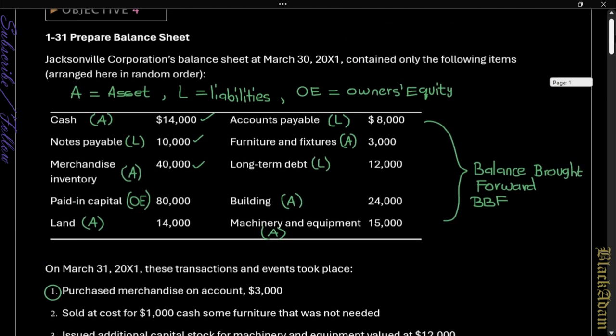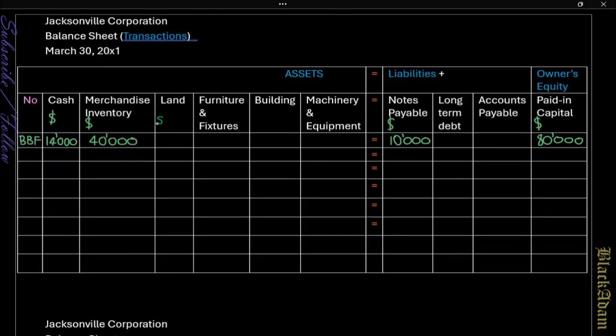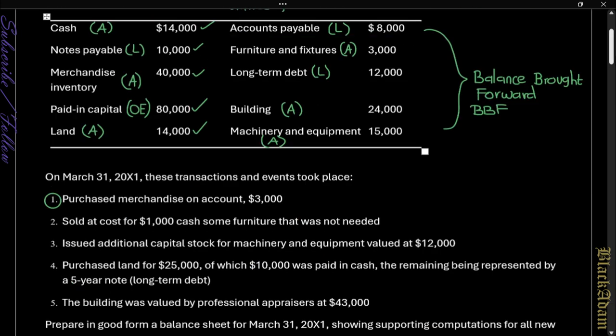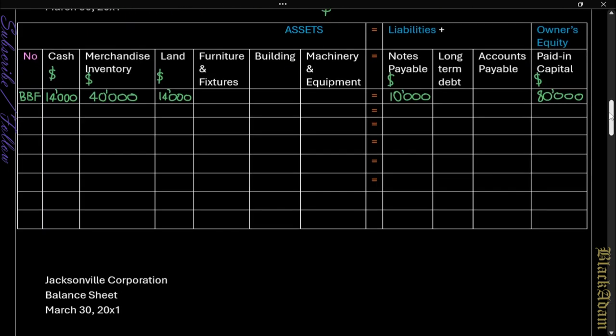And then we have land for 14,000. Land is under asset, so we go to the asset part and record it there. Remember, everything's in dollars, so that's $14,000. And then the next one is accounts payable, that's 8,000. Then we go to accounts payable, which is going to be 8,000 there.